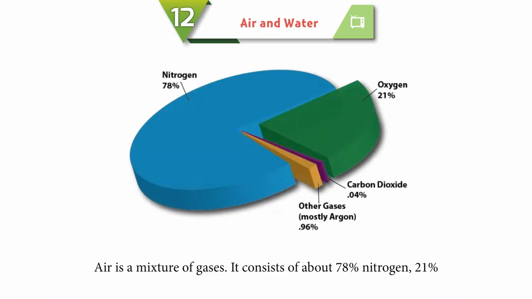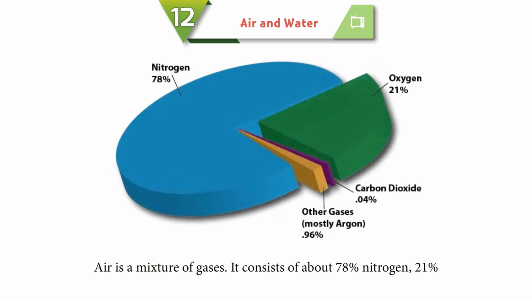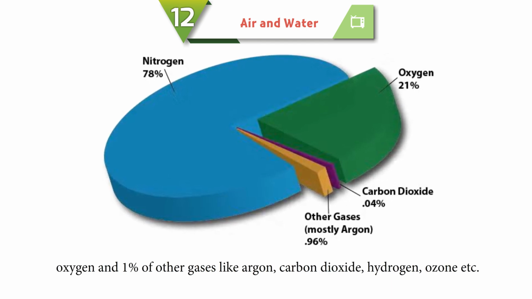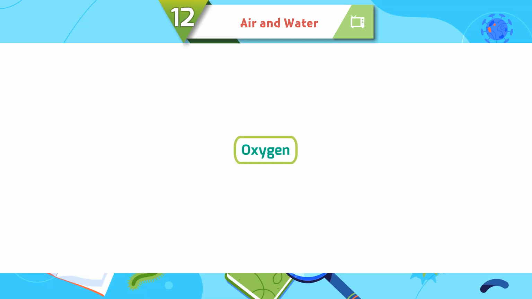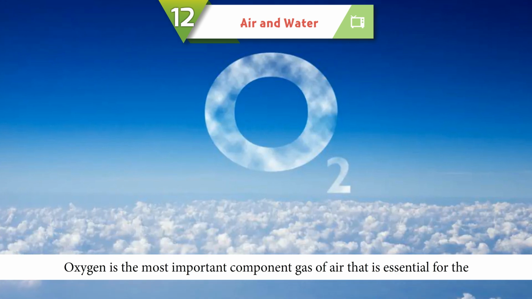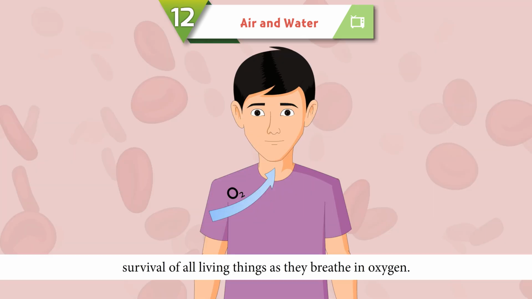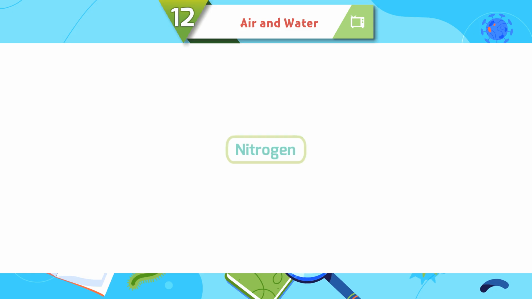Composition of air. Air is a mixture of gases. It consists of about 78% nitrogen, 21% oxygen, and 1% of other gases like argon, carbon dioxide, hydrogen, ozone, etc. It also contains water vapor, dust, and smoke. Oxygen. Oxygen is the most important component gas of air that is essential for the survival of all living things as they breathe in oxygen. Oxygen also helps in burning.